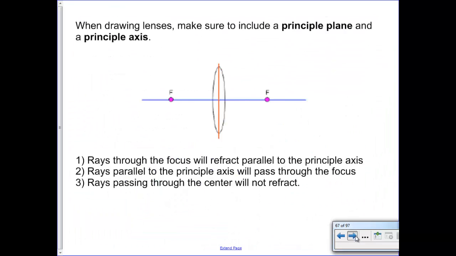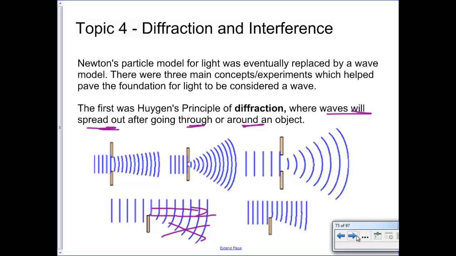Wait, where was I? Does that make sense then what diffraction is? The ability for a wave to basically radiate outwards, either through or around an object. A particle wouldn't do this, but light is not just a particle, it's also a wave.